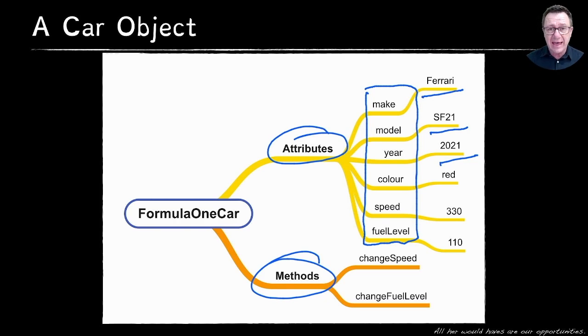And see, this is where the art and the science cross, because I'm now saying speed 330. That's the speed it's traveling now. Maybe we should have one that's its maximum speed? Anyway, we change speed when we accelerate. So that's when we would use that method. And our change fuel level, well, that's the method that's being used to tell us how much fuel is in the car.